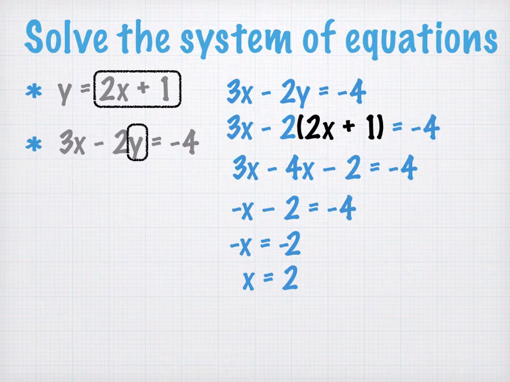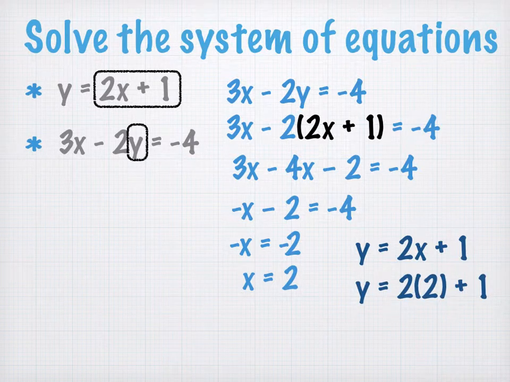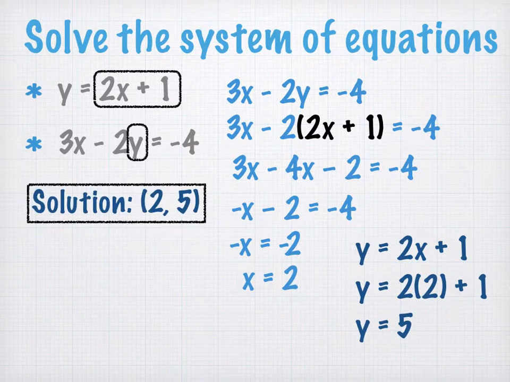To get the y value, we can use that top equation and now just substitute x equals 2 and do the math to get y equals 5. So your solution is (2, 5). And that was using substitution.